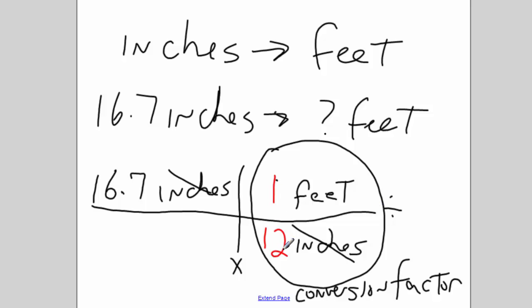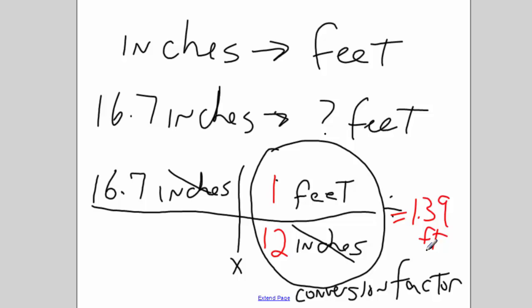So you pull out a calculator and you say 16.7 divided by 12. And that equals 1.39 feet. It's worth it for a minute to take a look and say, yeah, that makes sense as an answer. 16.7 is over 1 foot. It's less than 2 feet. So yes, 1.39 feet makes sense.